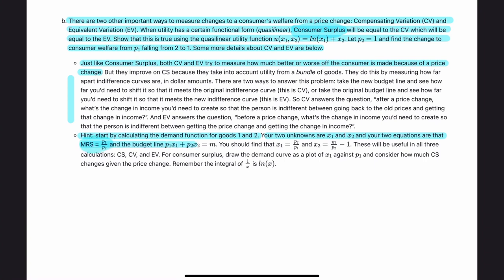so that's just that the utility curve is tangent to the budget line, the optimal bundle of goods, and the budget line is fulfilled with equality, or the budget constraint. You should find that x1 is this and x2 is this. These will be useful in all 3 calculations. So let's start there. Start with proving that this is our demand for goods 1 and goods 2 under this quasi-linear utility function.